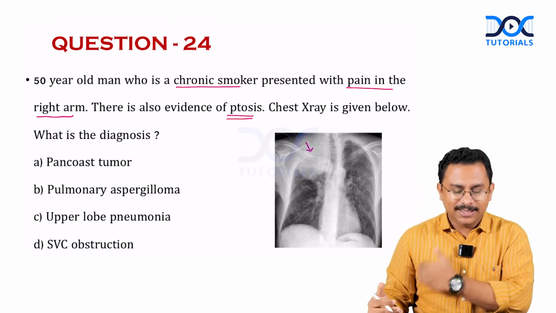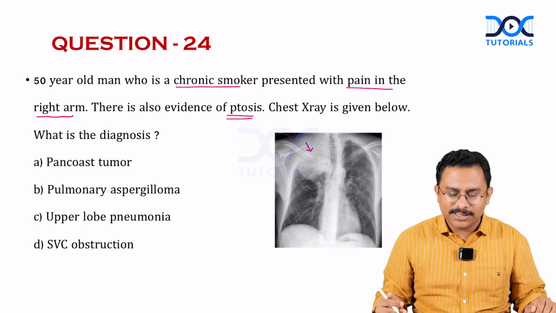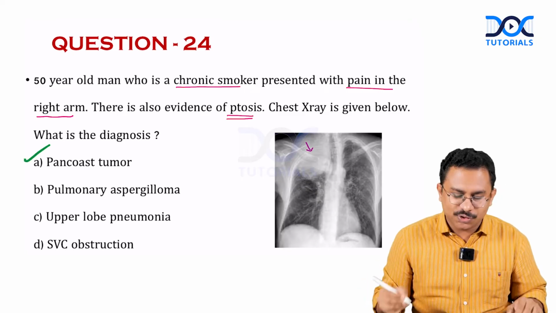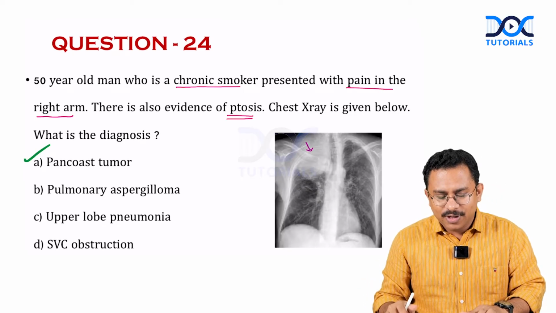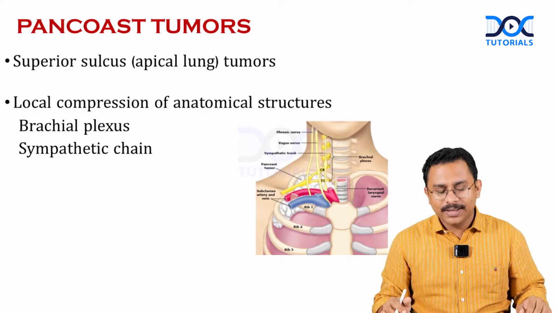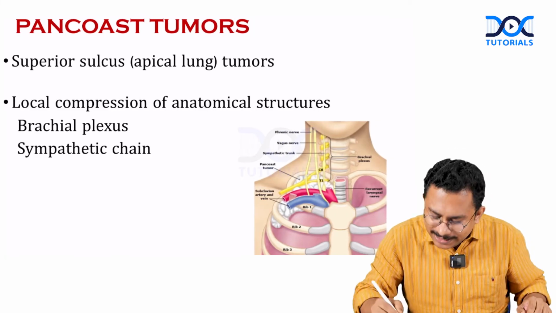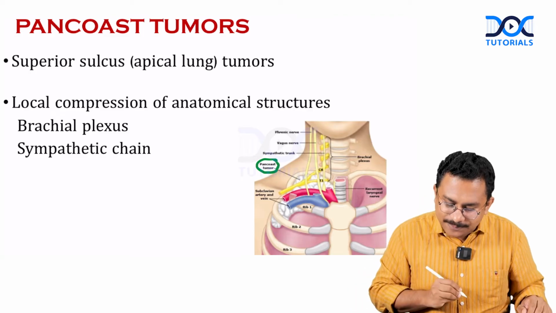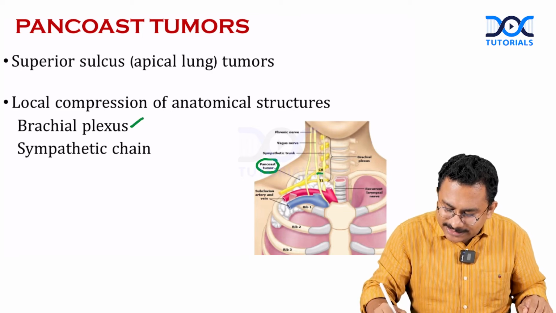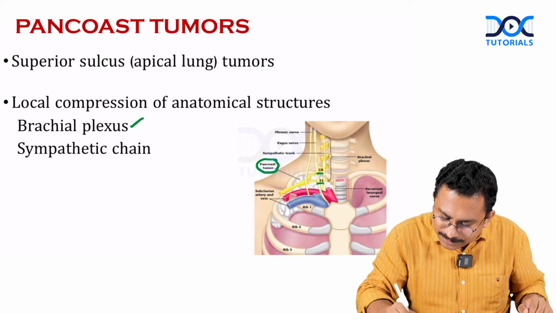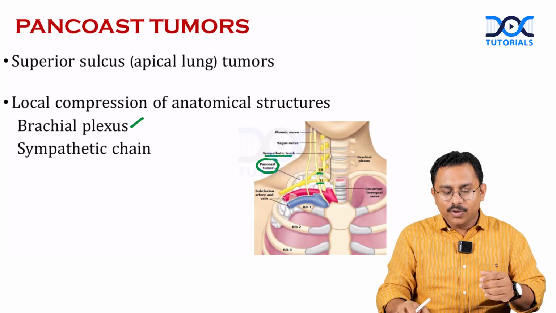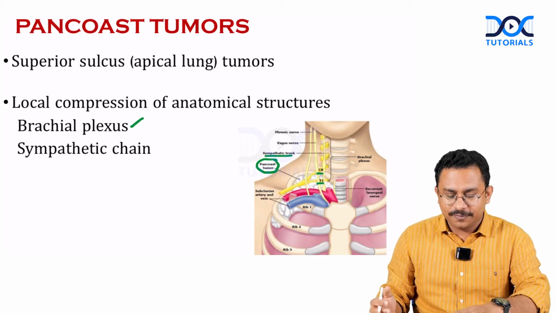See, pain in the right arm, ptosis might be a part of the Horner syndrome. So this is likely to be a Pancoast tumor. Okay, this is likely to be a Pancoast tumor. Why? Because when you have these Pancoast tumors, which are apical lung tumors, they're also referred to as superior sulcus tumors. So if you look at the anatomy here of the Pancoast tumor in the lung apex, they can compress on the local anatomical structures. One is the brachial plexus, especially the C8-T1 region, and also you have got the sympathetic trunk as well. So this can be involved. So when the C8-T1 is getting involved, you will have pain along the ulnar border of the upper limb.